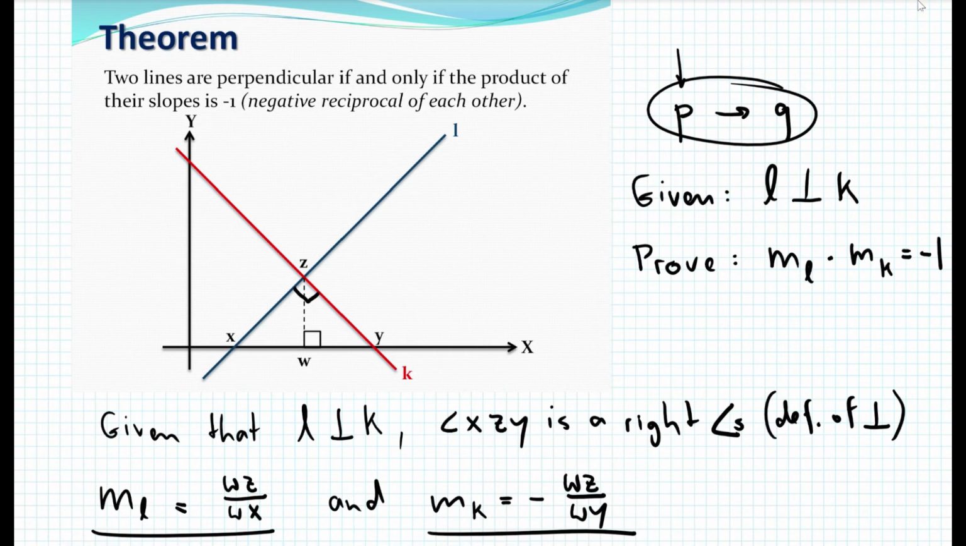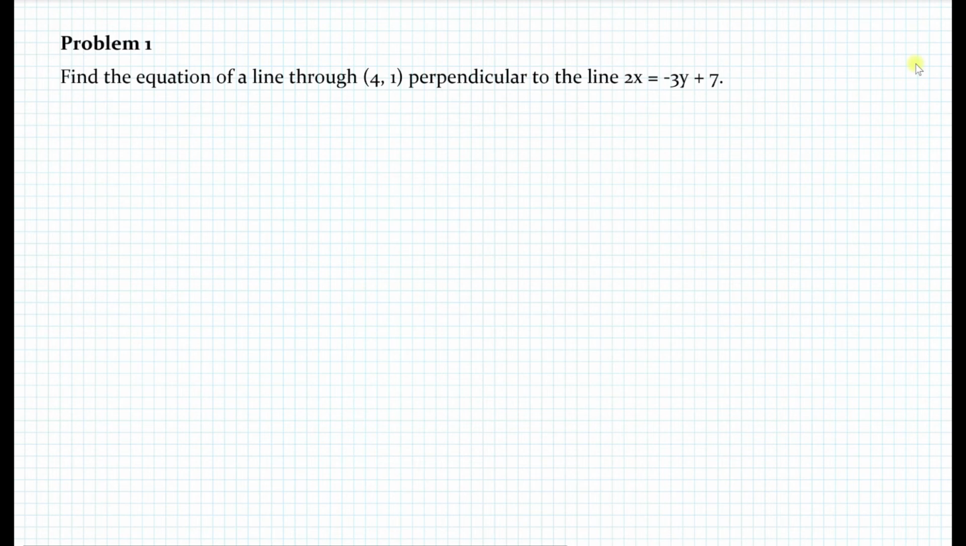Now, how do we use this theorem in geometry? Let me show you an example. Let's say you have the following problem: find the equation of a line through point (4, 1) perpendicular to the line 2x = -3y + 7. The fact that it says perpendicular means that the slope is the negative reciprocal of the slope of this line. However, this line is not in slope-intercept form, and we cannot see what the slope is. So let's change this first into slope-intercept form.